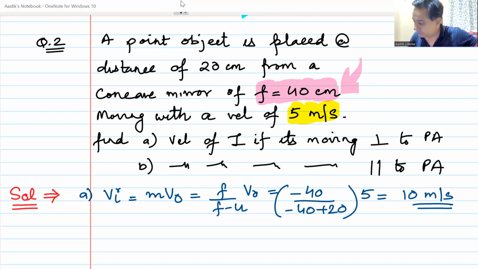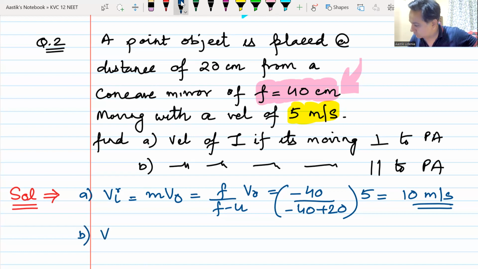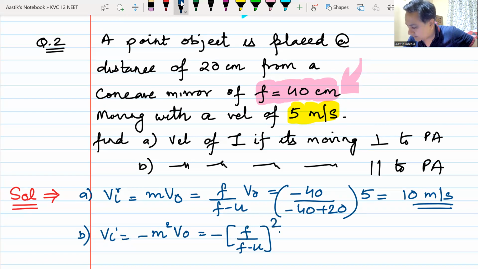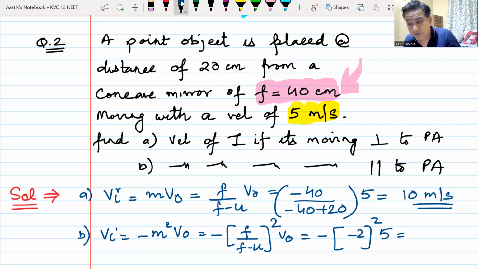Okay. Part B, the second case. Let me calculate. I might make a mistake, so I am not very confident about my skills today. Minus m square times V naught. So it will be minus of, remember there is a minus outside, f upon f minus u whole square times V naught. So it is minus of minus 2 whole square times V naught. Minus 2 squared is 4. 4 into 5 is 20, but there is a minus sign outside. So it will be minus 20 meter per second.